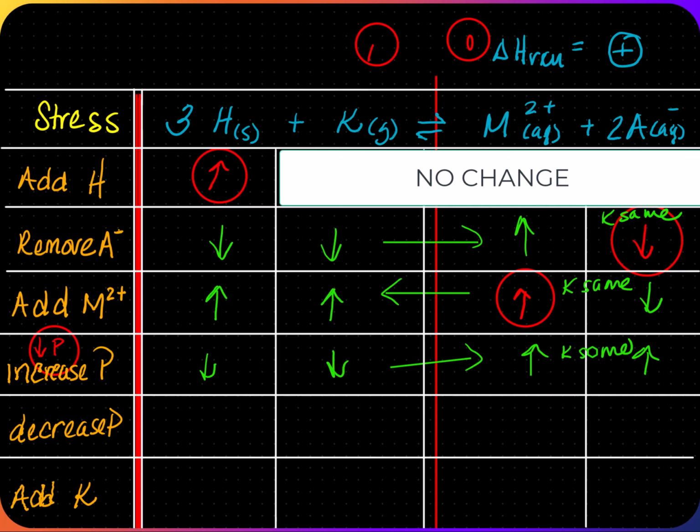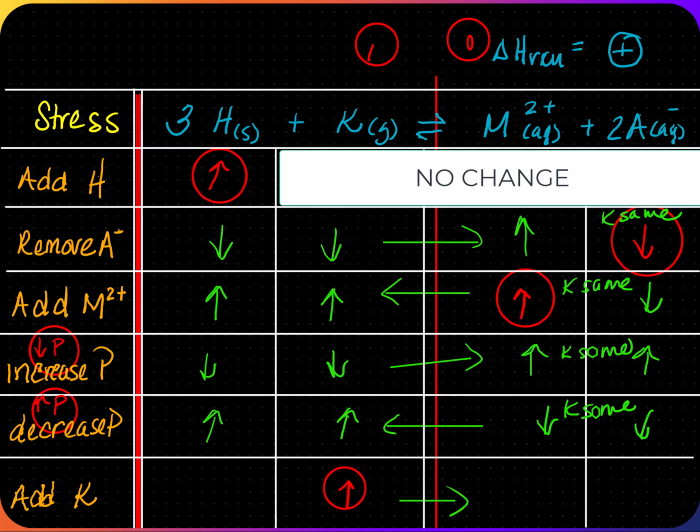If my pressure is decreased, I need to increase my pressure to reestablish equilibrium. To increase pressure, I need to go to the side of more moles, so that is the reactant side. So my reactants are going to increase and my products are going to decrease, and my K again will stay the same. If I add K, my K concentration increases, so I need to remove it by shifting to the opposite side.